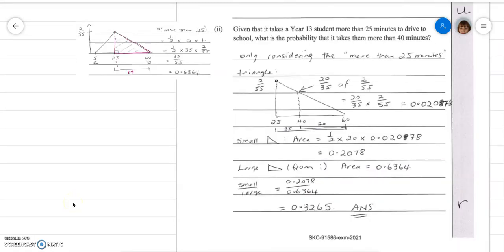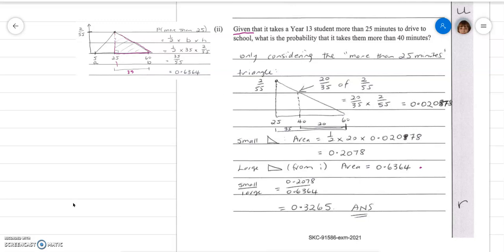So given that it takes a Year 13 student more than 25 minutes to drive to school, what's the probability that it takes them more than 40? With a question like this, we're only considering the more than 25 minutes part of the distribution. In the previous question, we found that the area of the large triangle, given that it takes more than 25 minutes, is 0.6364. So we have that. We have to find the probability of them taking more than 40, so between 40 and 60.